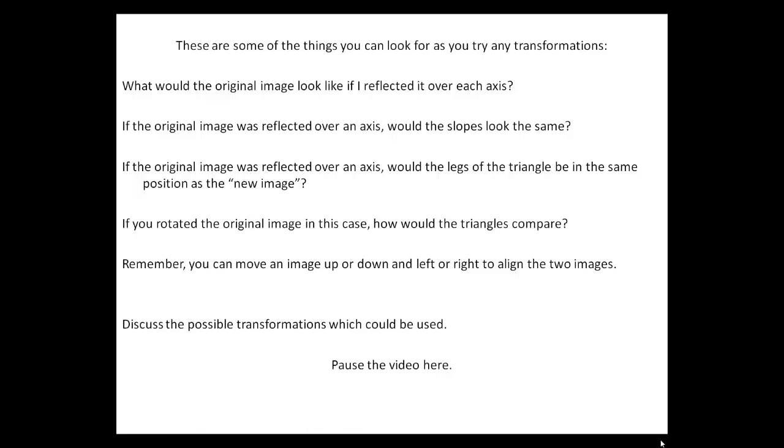What would the original look like if it was reflected over each axis, for instance? If an original image was reflected over an axis, would the slopes look the same? If the original image was reflected over an axis, would the legs of the triangle be in the same position as the new image? If you rotated the original image in this case, how would the triangles compare? Remember, you can move an image up or down, or left or right to align two images. Discuss possible transformations which could be used.